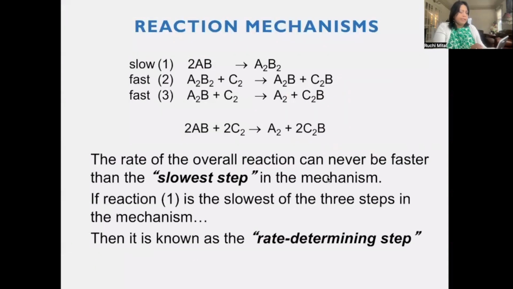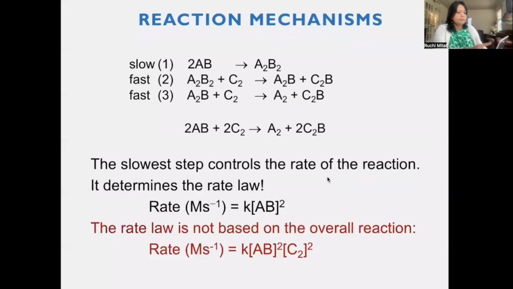Now, if you're looking at this, the rate of the overall reaction can never be faster than the slowest step. So in this case, they are saying step 1 is the slowest step in the mechanism. If reaction 1 is the slowest step of the three steps, then it is known as the rate determining step. So the slowest step, and they will give it to you, and later we'll show you how we will identify which one is the slowest step by looking at the activation energy graph. Just a lot of new vocabulary words.